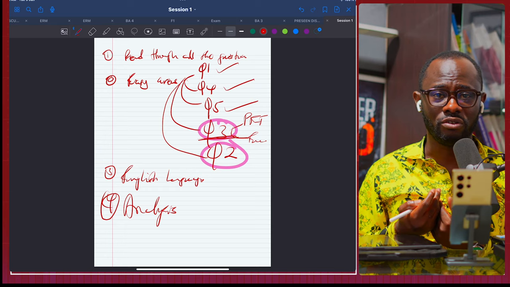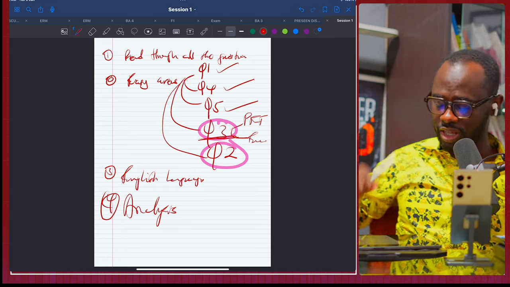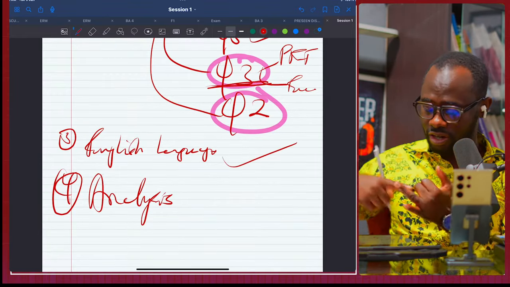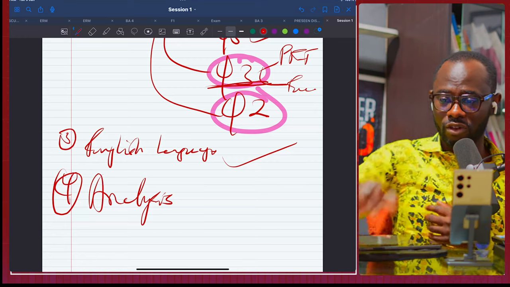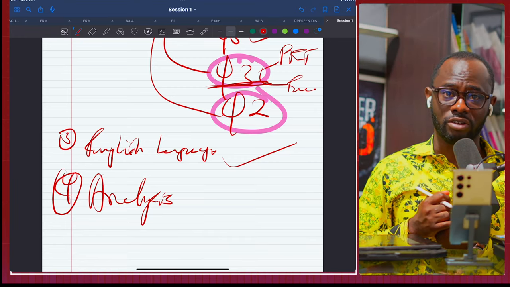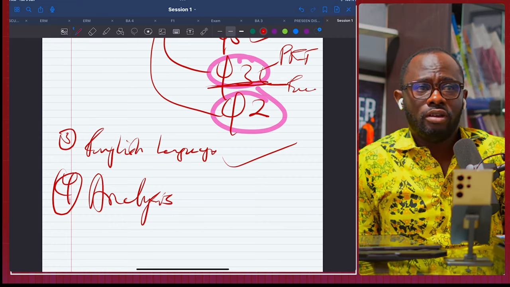I'm going to be praying for you as you are in the exam hall, and definitely you should be good at the end of the day in that particular case. Work on your English grammar, your handwriting and all that. The analysis, be mindful of it as well as you go into the exam hall. So these are some of the things that I would say you should pay attention to.